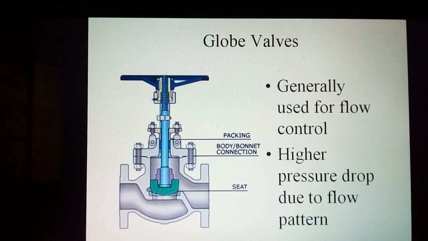Globe valve. There are different types of globe valves. These are generally used for flow control. It has a higher pressure drop due to flow pattern.